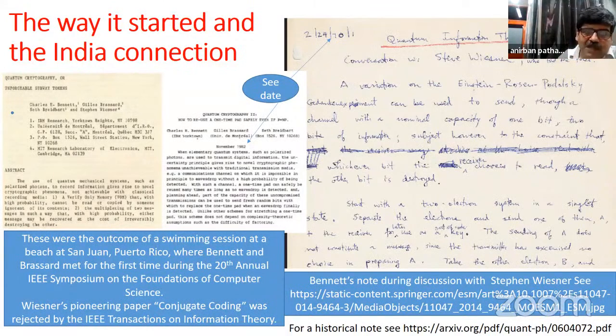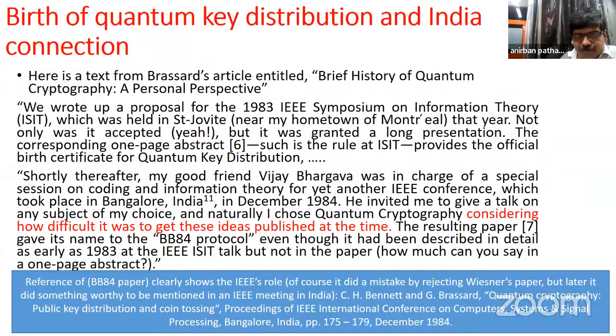And it was actually published in 1984. This is a conference version of 82. So you see the time gap. People took much time to accept it, and it all happened. So now I come to the Indian link to this. What was the Indian link?